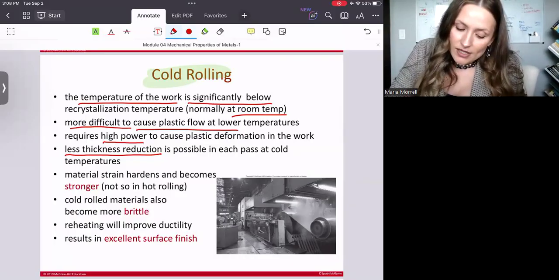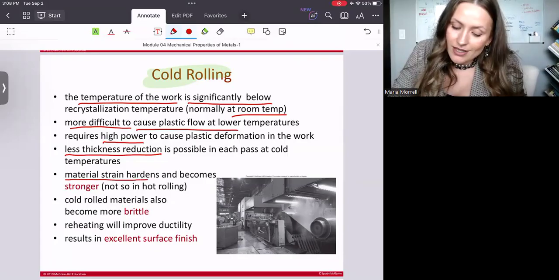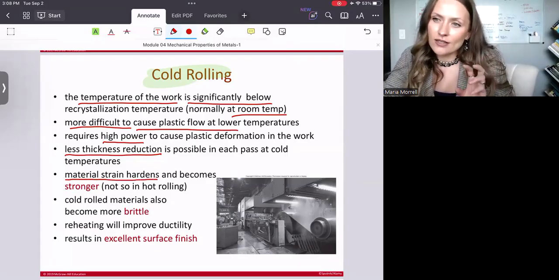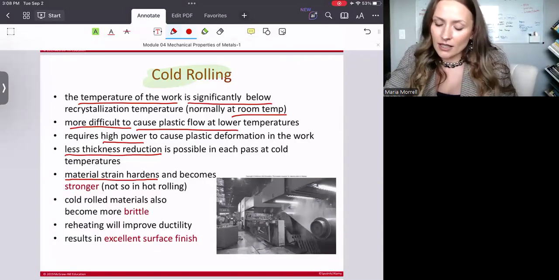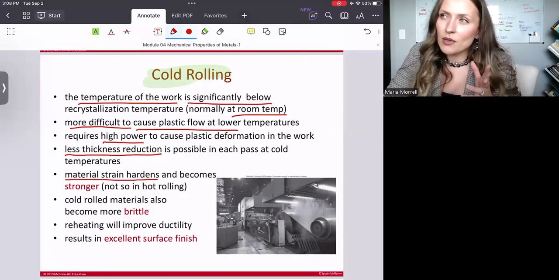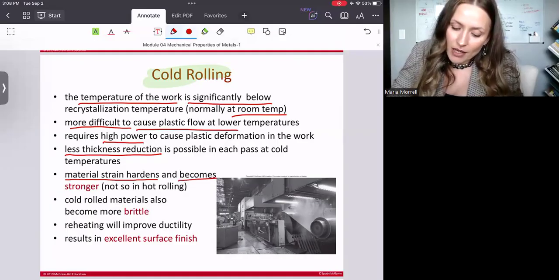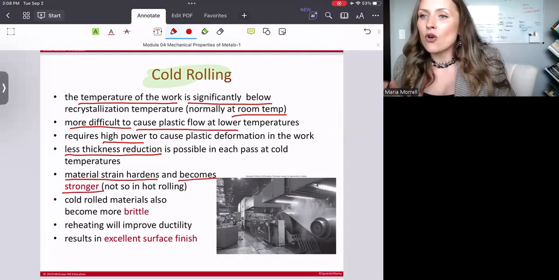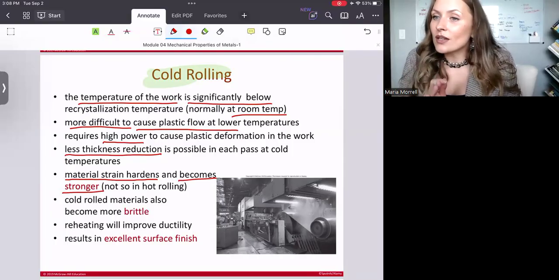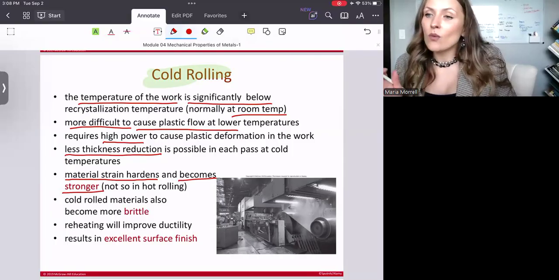First, the material, we call it strain hardens, and I'll tell you later what exactly that is. But for now, you should keep in mind that once you subject the material to cold rolling, you actually make the material a lot stronger. This is not something you can achieve with hot rolling.